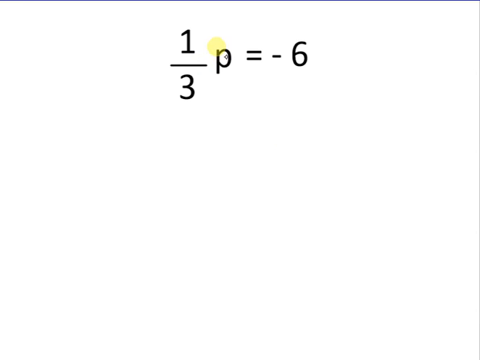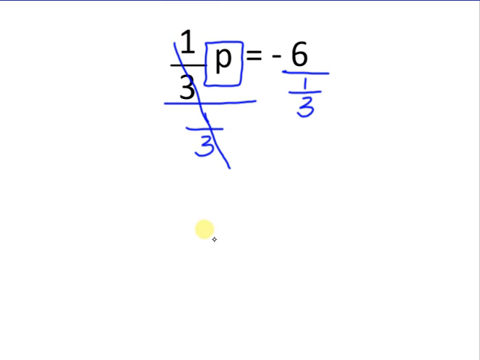Okay, now go ahead, box your variable. Now this time, what do we have happening here? Is this multiplication or division? It is multiplication because we have a number attached to a variable, okay? So some of you may be saying, well, that's division because we have a fraction bar. Well, it's not because this is a number attached to the variable. The variable is not being divided into it, okay? So what we need to do is divide by 1/3. So we're going to divide by 1/3, and we're going to divide by 1/3. So multiplication and division, they cancel each other out.